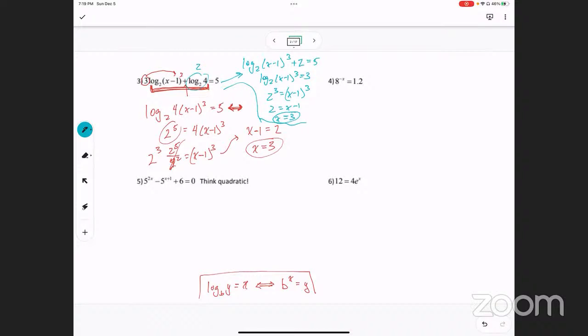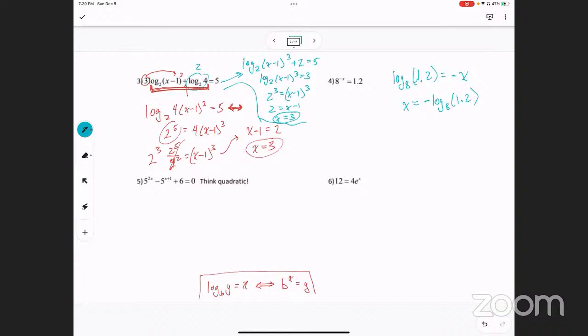It would just be log base 8 of 1.2 equals negative x. Good. And so what does x equal? X equals negative log base 8 of 1.2. Good. Now, does your teacher want you to write it in exact form? No, I think this is non-calc.